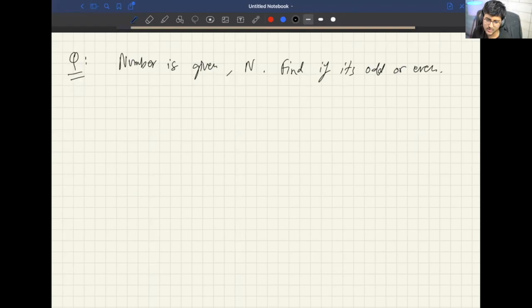So instead of doing modulo, we can do modulo as well. So n modulo 2 is equal to 1 means odd, otherwise it means even.